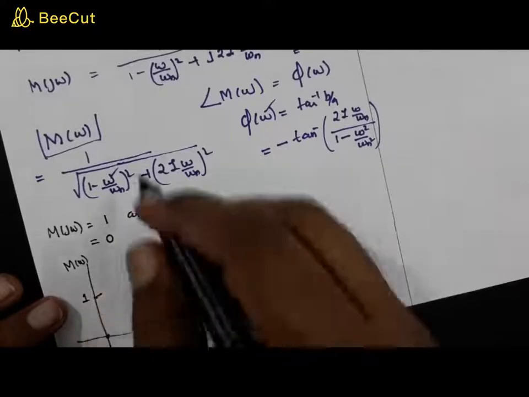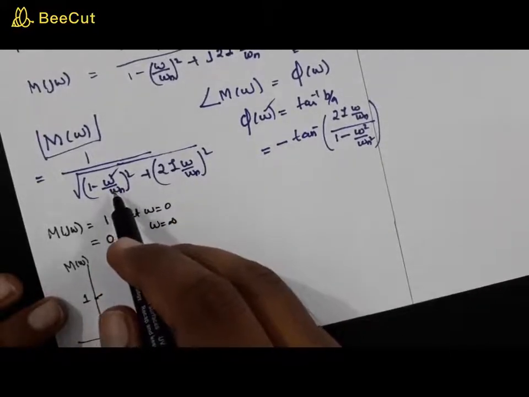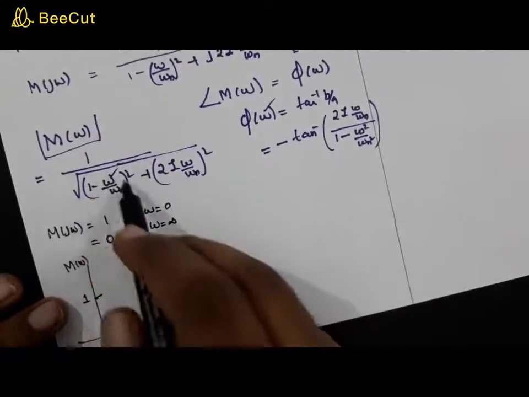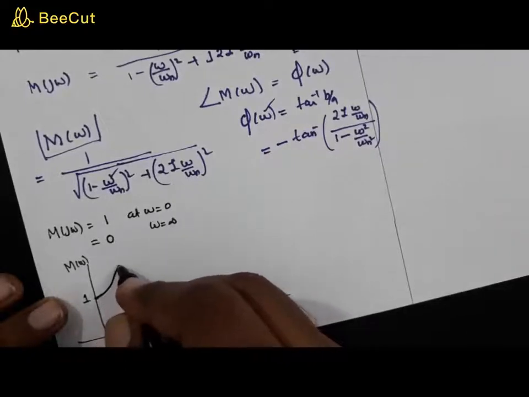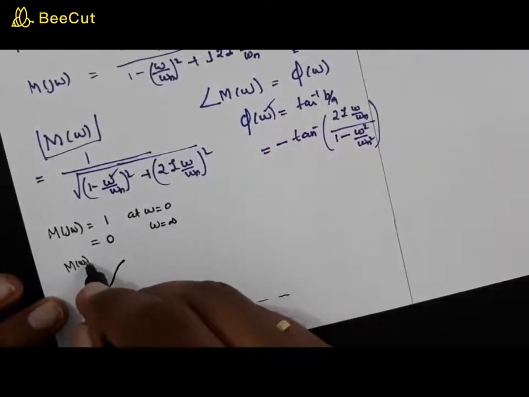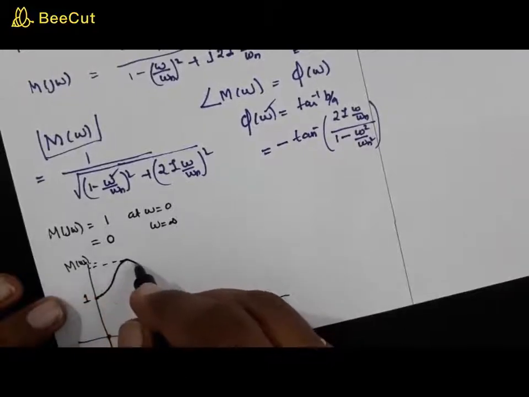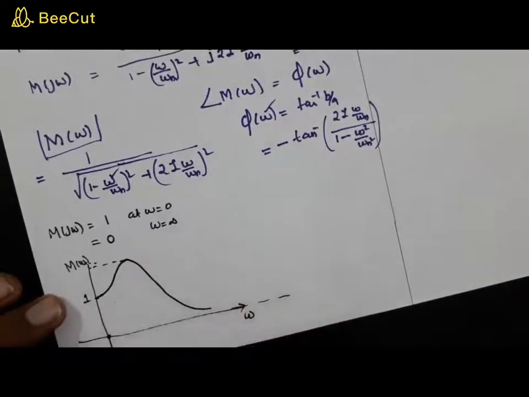If you simply substitute some values, say omega n as 5 radians and so on, and try to plot this, you'll get a graph something like this. This particular function reaches a maximum value, and after that it reduces. This is how you are going to get the graph.